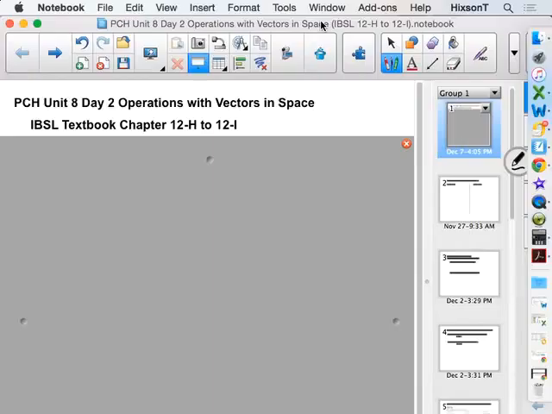So today what I want to look at is some operations with vectors in space. Again, we're looking at connections between what we've already learned with two-dimensional vectors and what we want to do with three-dimensional vectors. Okay? So, operations with vectors in space. First of all, let's define the basic operations that we looked at with two dimensions.